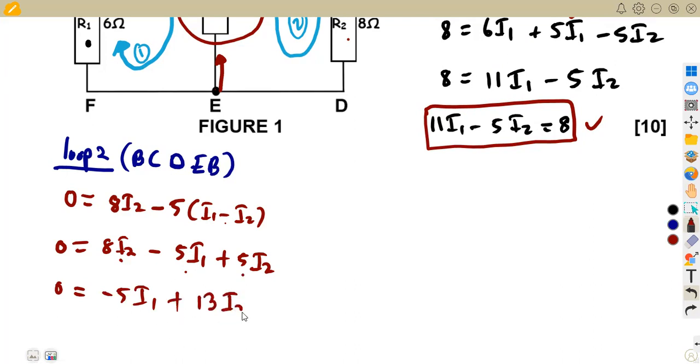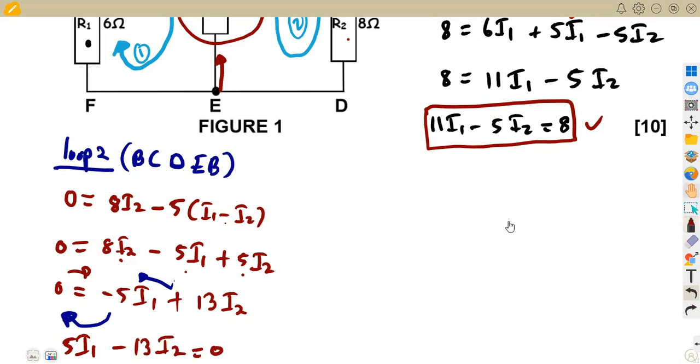So that's 13I2. Here, to avoid this being a negative, let us just transpose each and every term, also affecting the sign. So this will be a positive on that side. So that's 5I1. If we take this, it will be a negative there. So it's going to be negative 13I2 is equal to 0. If we take 0, it was supposed to be negative, but there's nothing like negative 0, guys. It's just a 0 there. So that is our final equation in this case.